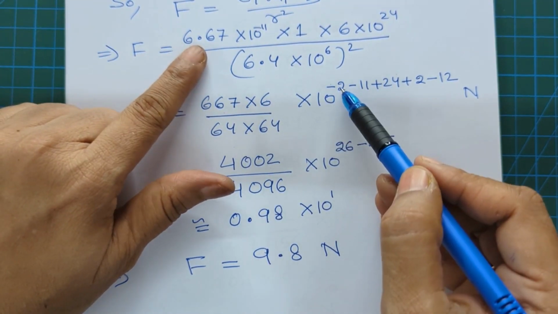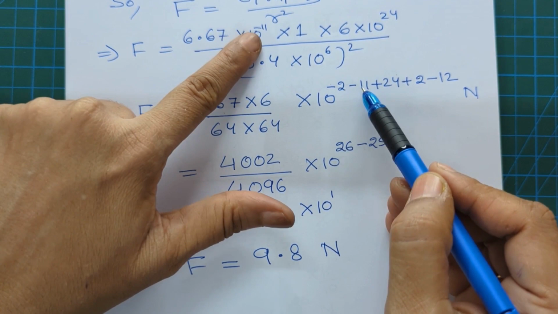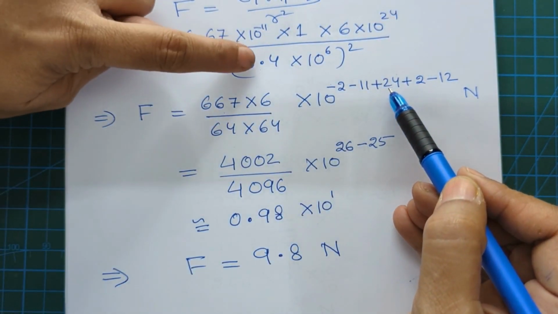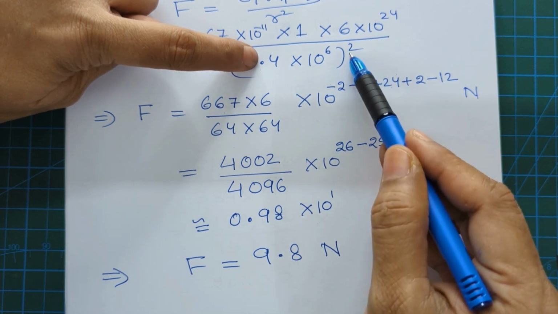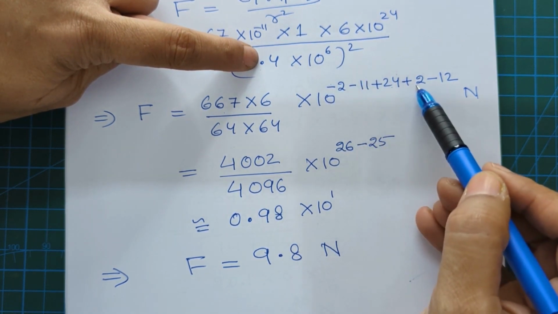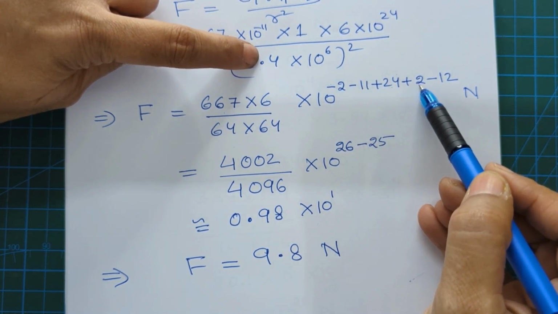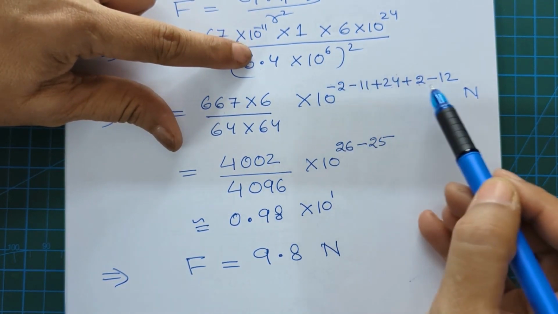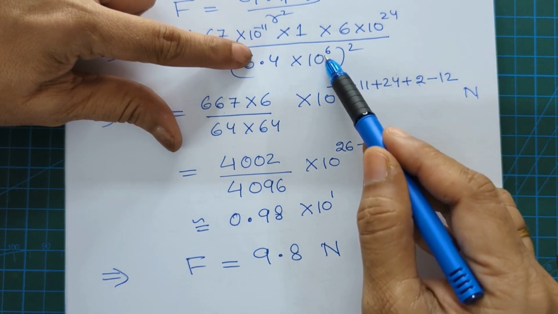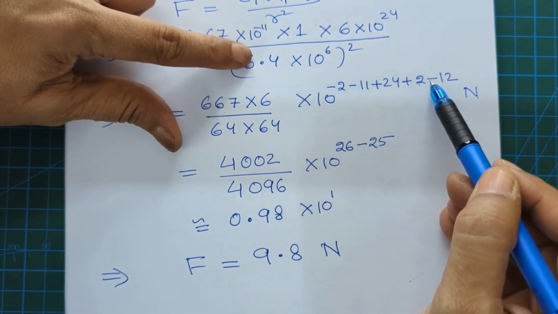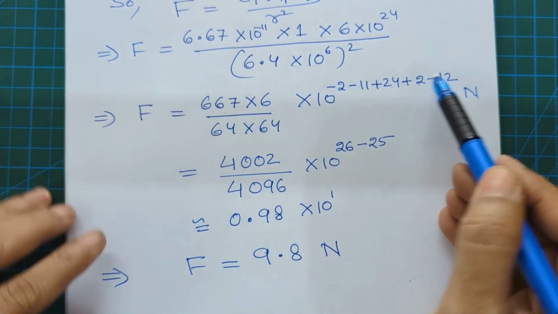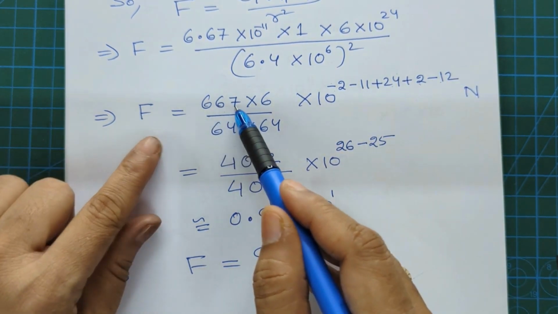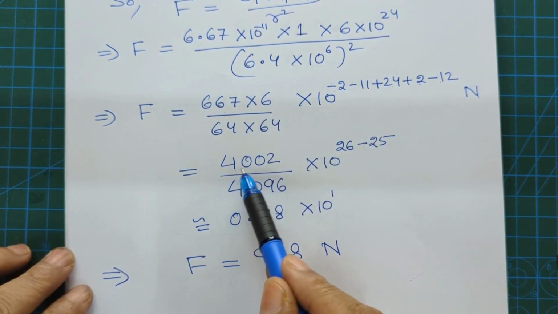6.67, so this contributes 10 to the power -11, and 10 to the power 24, this one. Denominator 0.1 squared means that contributes 2 zeros to the numerator, so +2. 6 to 12 in the denominator, that is -12, and 6 to 12 plus 12 in the denominator is -12 in the numerator. So all the 10 to the powers are collected. Then 667 into 6 is 4002.